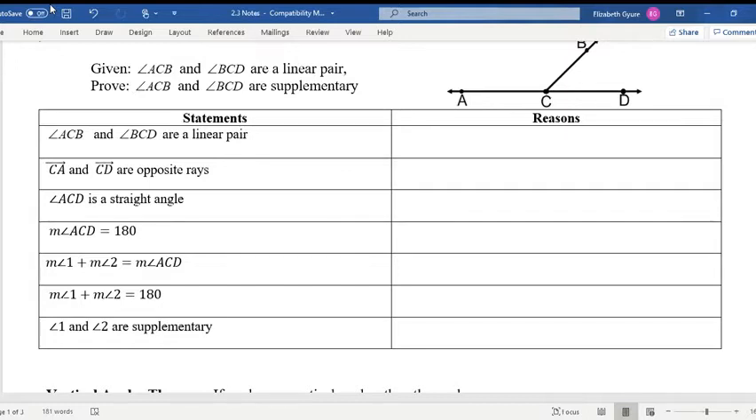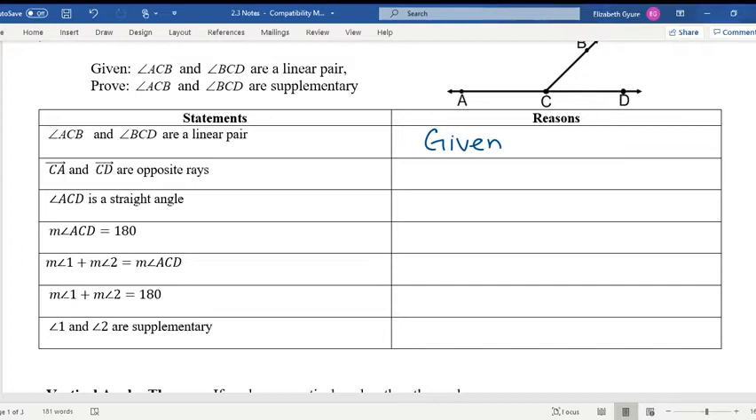The given, yeah. First thing is always just given. Okay, good. Now it's telling us that ray CA and ray CD are opposite rays. And you're like, okay, great, I can see that in the picture, but I need a reason, right?